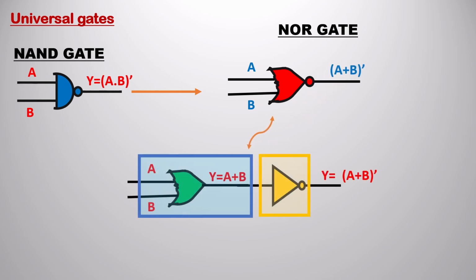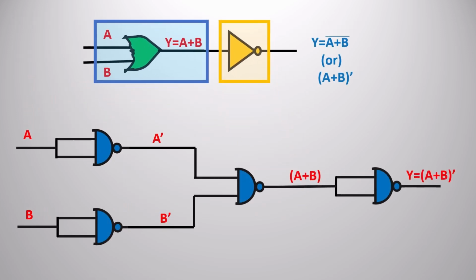So we know OR plus NOT is equal to NOR. The formula is also represented on the lines itself, that is A plus B, and inversion, that is A plus B whole bar. We are going to see whether A plus B whole bar can be implemented with NAND gates or not. The first three gates take A and B and their inversions, A bar and B bar, so we are getting A plus B. Just add a NOT gate, that gives our A plus B whole bar.